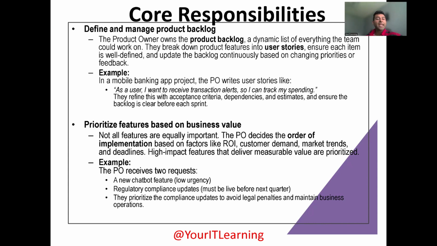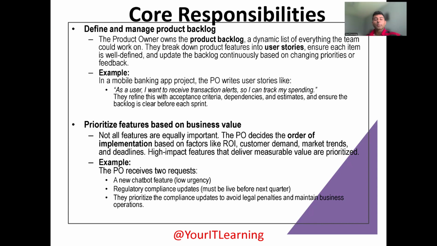So, for example, in a mobile banking app project, the product owner writes user stories like, as a user, I want to receive transaction alerts so I can track my spending. They refine this with acceptance criteria, dependencies, and estimates, and ensure the backlog is clear before each sprint. So the product owner will give this requirement to the business analyst, and then the business analyst will start working on creating the acceptance criteria and any dependencies. The user story will come in the product refinement. The estimate will be done in the product grooming.